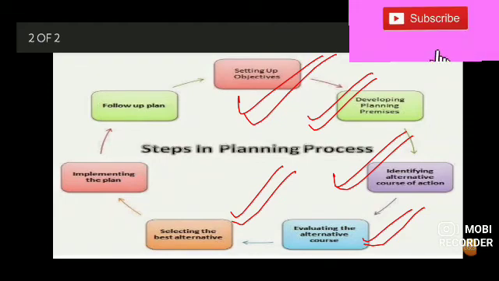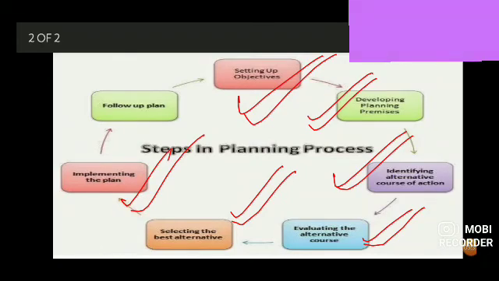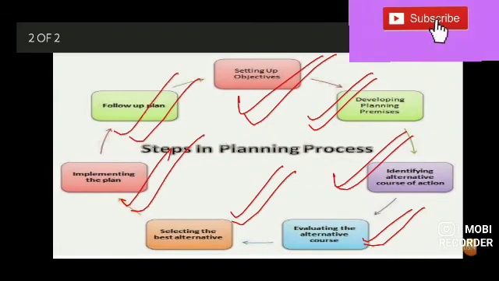Now once the alternative is selected, we need to implement the plan. Once we have finally selected an alternative course of action, once we know what we have to do, we need to actually implement the plan. We need to execute the plan. And the last is the follow up action. That means the final execution of the plan has to be done, and it has to be checked whether the work is going in accordance with what was planned for the particular task or particular work.